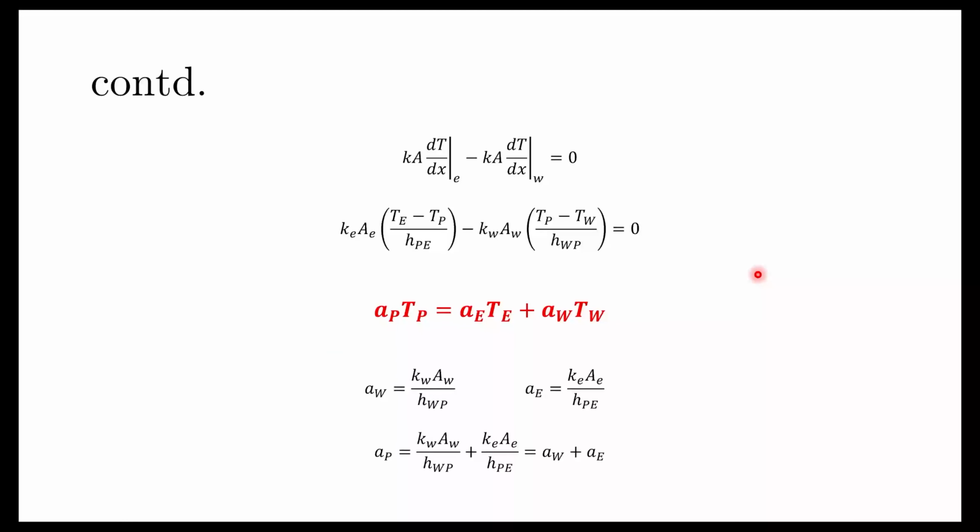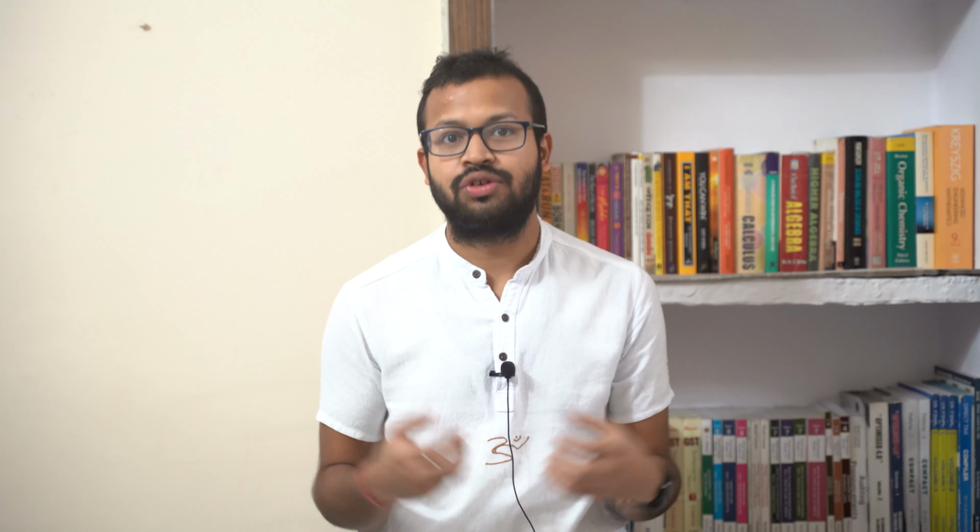Just to quickly recap the last lecture, we had transformed our governing equation into this form, that is APTP equals AETE plus AWTW. So this was our generalized finite volume discretization, where these coefficients AP, AE and AW can be obtained using the material properties and the grid properties. So this equation holds true for every kind of boundary condition irrespective of what it is, and also for all types of grids and materials.